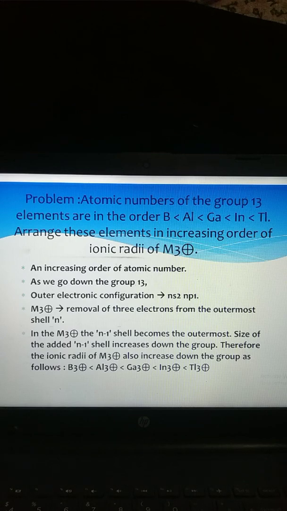Very simple problem it was. Already the order was given in your question. What you are going to do: since M3+ has 3 electrons less, it has gained the charge 3+, and as you go down the group, the size increases. If the size increases, the ionic radius also increases as you go down group 13. So this was the solution of this problem.